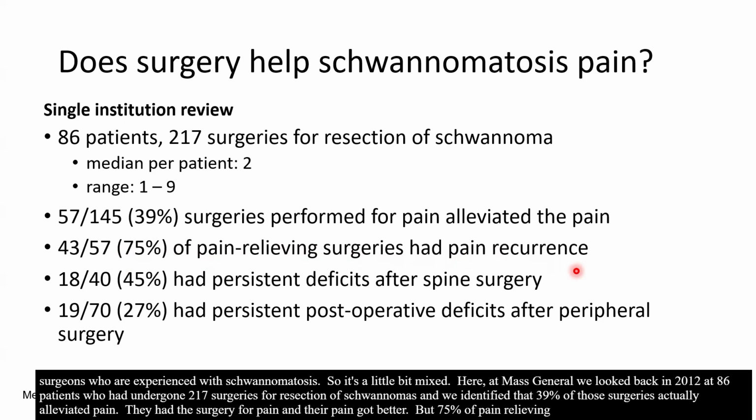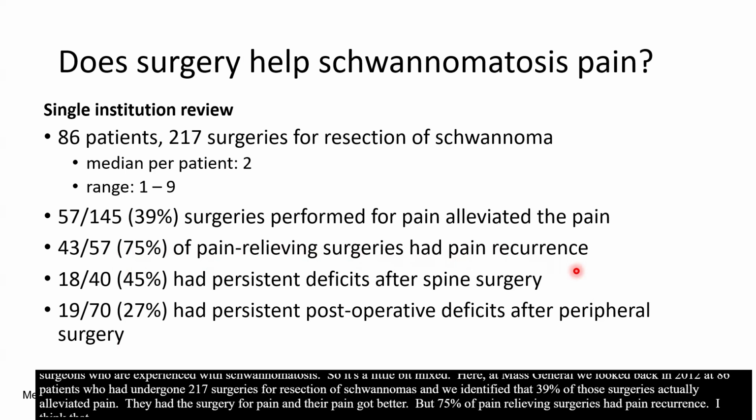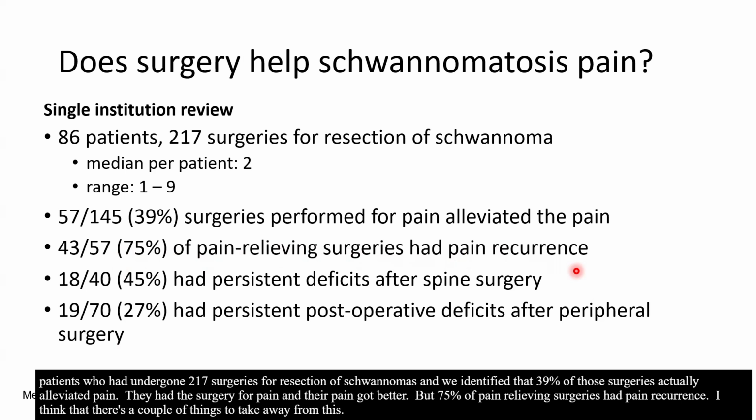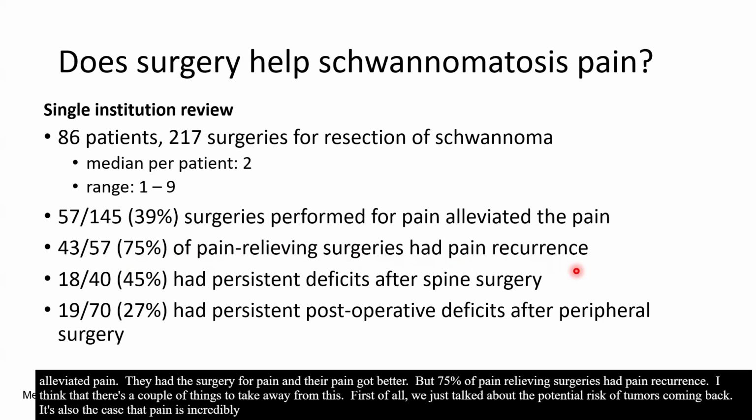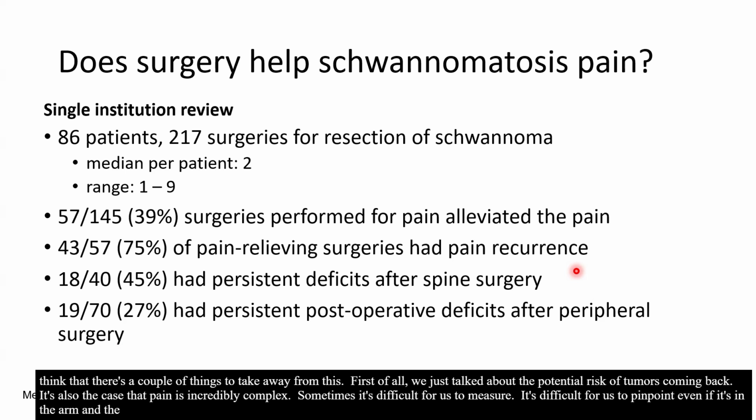I think there's a couple things to take away from this. First of all, we just talked about the potential risk of tumors coming back. It's also the case that pain is incredibly complex. Sometimes it's difficult for us to measure. It's difficult for us to pinpoint, even if it's in the arm and the arm is where the schwannoma is, that it's actually the cause. Could it be a post-surgical pain? There's a lot of different possibilities.